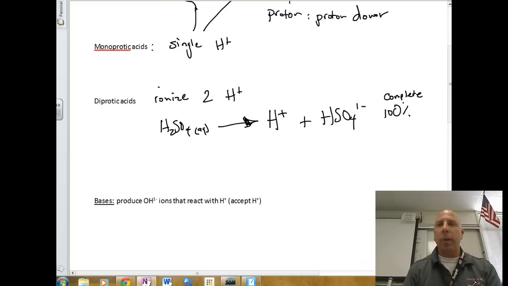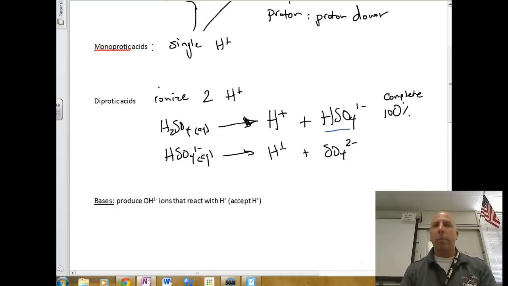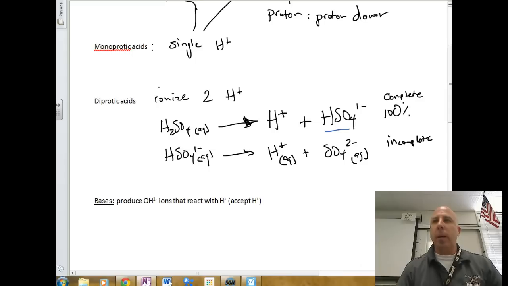And then what's going to happen is we can take this HSO4 1-, and that one will ionize into the hydrogen ion, leaving the sulfate ion. And this is a 2- here. Let me erase that real quick here. And these are both in aqueous solution. Now, when this happens, this is incomplete, meaning it's less than 100%.